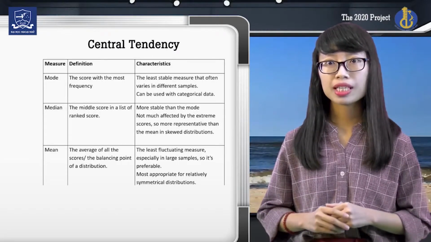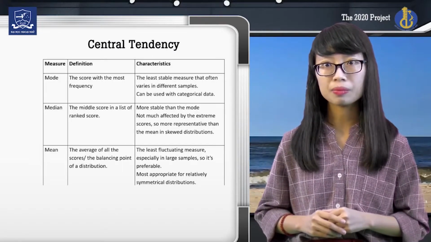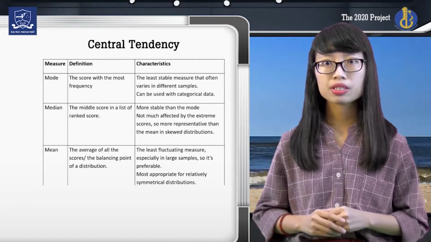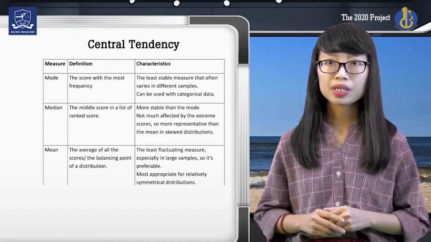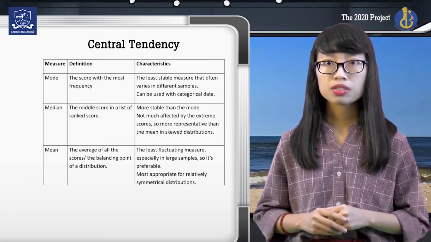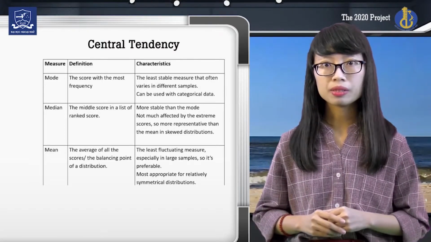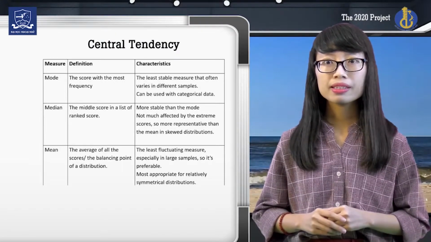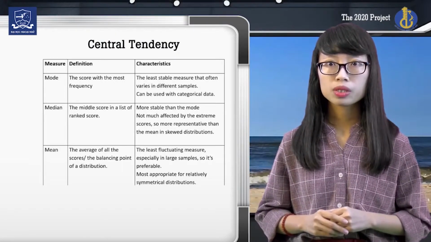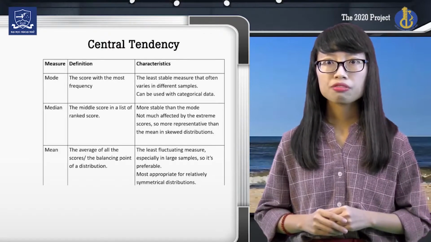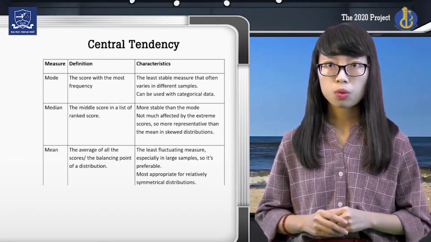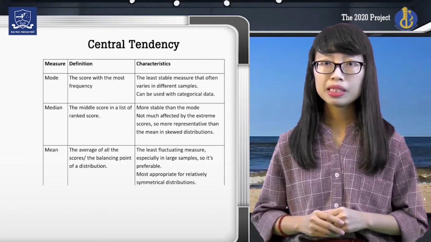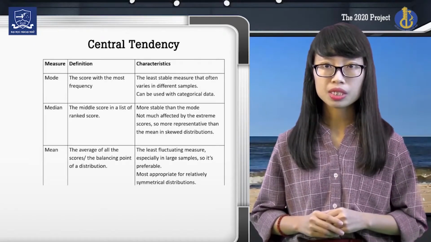Another measure of central tendency is the median. It is the middle score in a set of ranked scores. In other words, 50% of the scores are above the median and 50% are below it. The median is more stable than the mode. It is not much affected by the extreme scores, so it is more representative than the mean in skewed distributions.